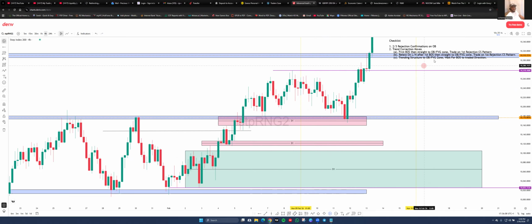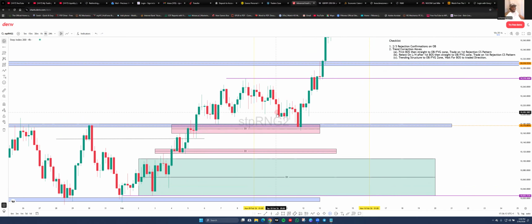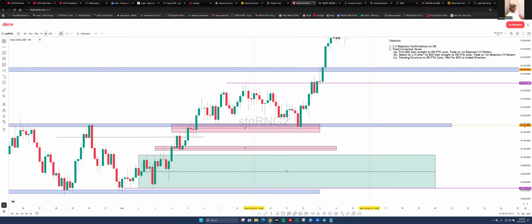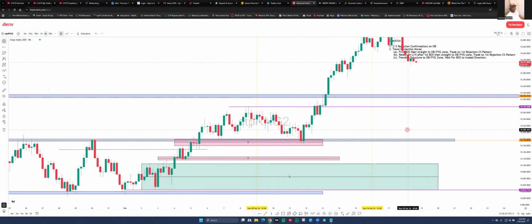So the third rule says you have to wait for a break of structure before you enter, even if it just touched here and didn't break structure. You're not waiting to see a candlestick pattern that will take it back there. Just wait until you have a clear break of structure pattern that will take you back there, so you can trade it.